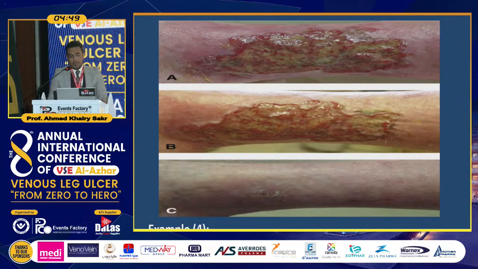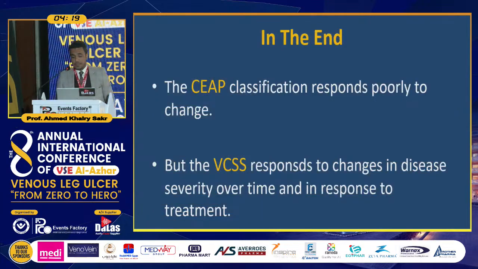The last example, prior to treatment with CEAP classification number 6, the venous clinical scoring system was 21. 1 week after treatment, clinically CEAP regressed to grade number 5, while the venous clinical severity scoring regressed to 11. And 2 months later, clinically, the CEAP classification remained at number 5, but the venous clinical severity scoring system regressed to only 7 degrees or 7 grades.